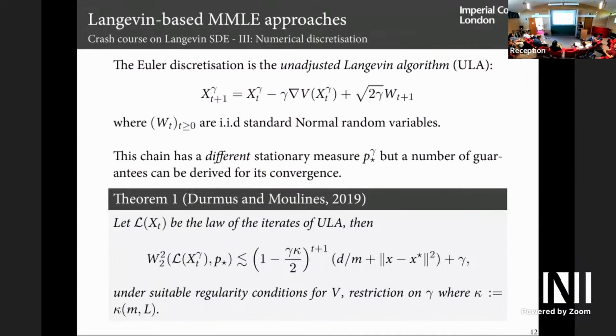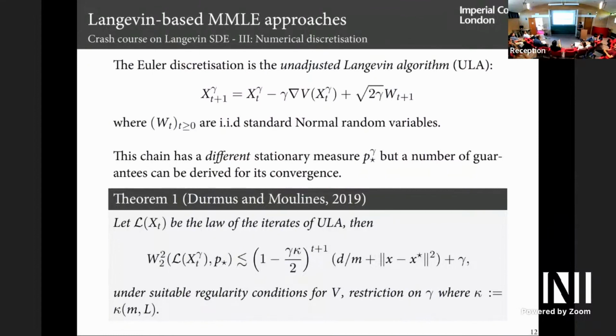You can see this term decays. This is less than 1. That's why I'm saying under suitable conditions, this is going to decay as T increases. And the dimension dependence is very explicit here as well. So this is the d, the dimension of X, and m is the strong convexity constant, mu. Also, another thing I assume here is that V is strongly convex. And then this is the distance to the initial condition, so this is going to die with T increasing. And this gamma is the discretization step size, which incurs a bias because I'm discretizing a continuous time system. And because I'm not doing Metropolis-Hastings, this Wasserstein 2 distance is never going to die, because there's always going to be bias.